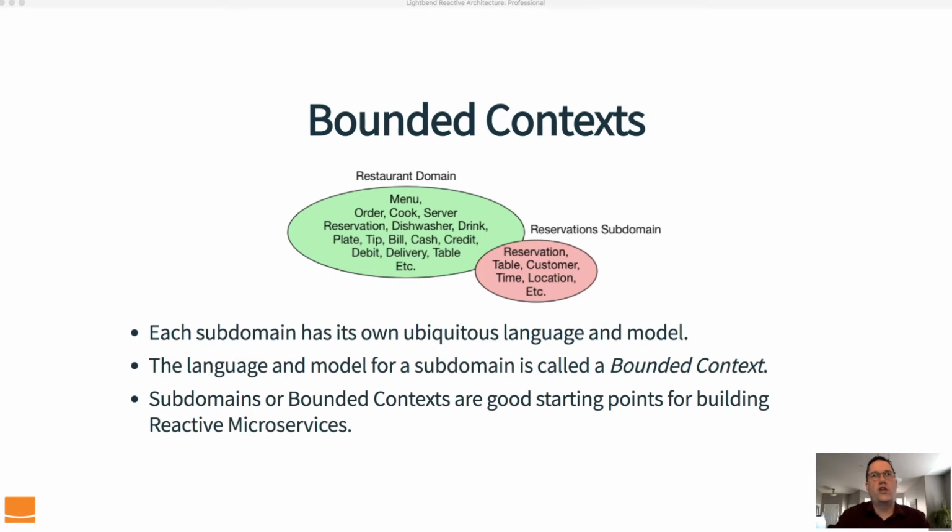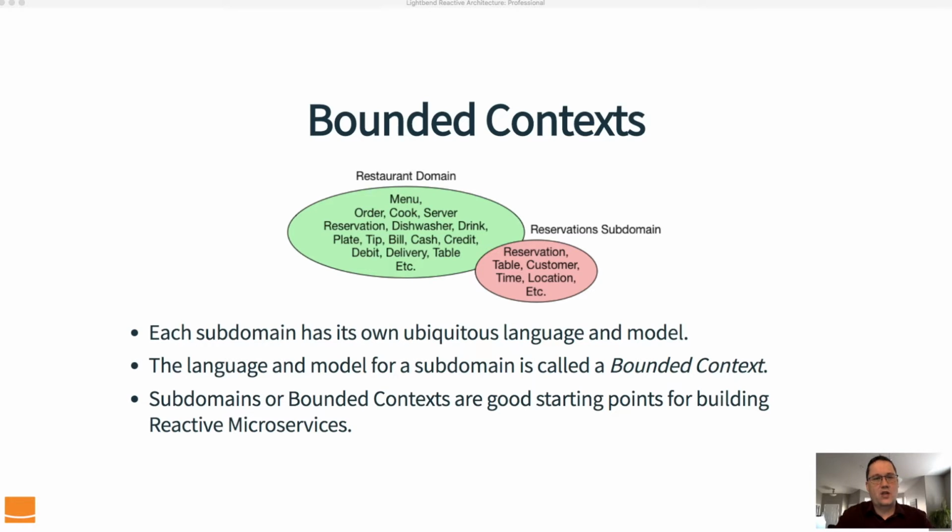We probably need to know their phone number so that if there's a problem with their reservation, we can contact them. We may not need to know their address. That's not particularly important for reservations. Might be important in other parts of the business. Deliveries, for example, would need that information. But reservations, it doesn't really matter.